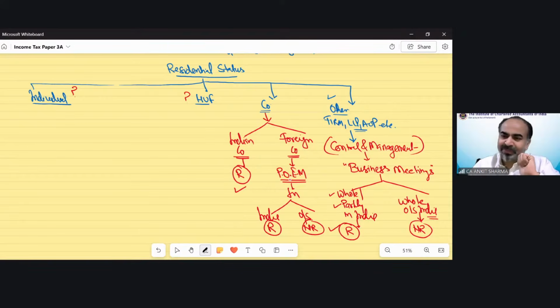What do you think? Will the question be asked in the examination from the company or other category, or from individual or HUF? What is your thinking about this, students? Lakshmi is saying HUF. Gaurav is saying others. Okay. Sushmita is saying individual, HUF.